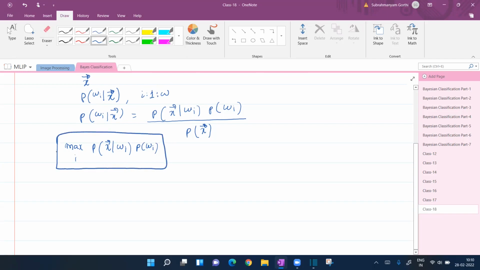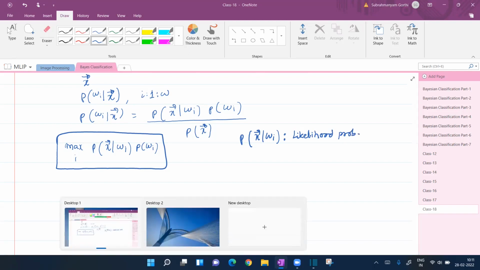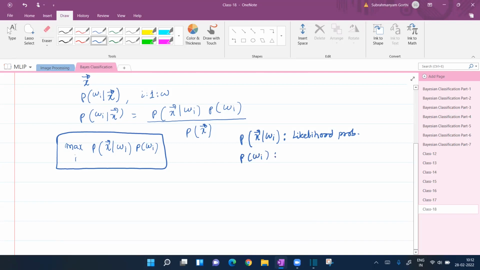This is what we arrived at in the previous classes. And what is probability of x bar given omega I known as? Likelihood probability. Then what is probability of omega I? The prior probability.